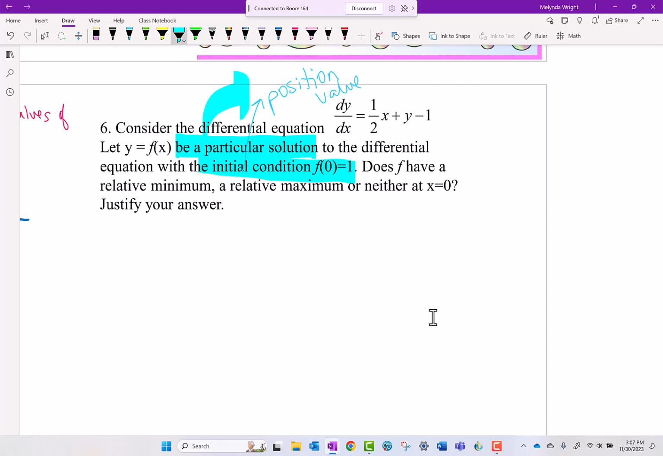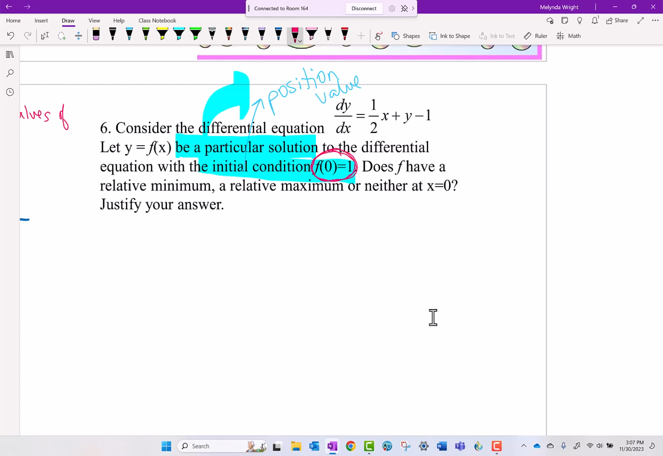Does f have a relative minimum or relative maximum or neither at x equals 0? Justify. Okay. Well, they didn't even give us the position. That wasn't very nice of them, but they didn't. So I told you this one was weird. So what do we need to do? Let's think about this point that they gave us. They certainly gave it to us for a reason.